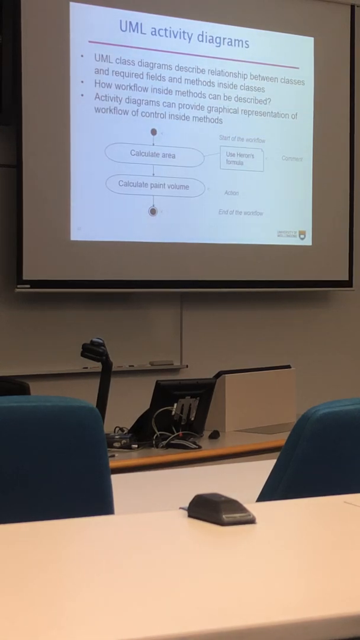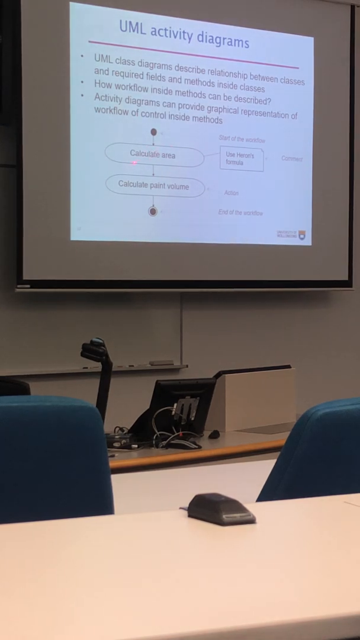Now, the UML activity diagram. A UML class diagram describes the relationship between classes and the fields and methods inside classes. How can the workflow inside a method be described? An activity diagram can provide a graphical representation of the workflow or control flow inside the method.